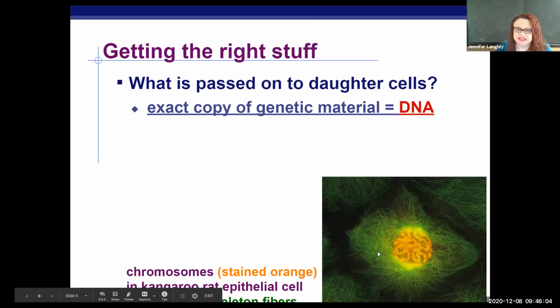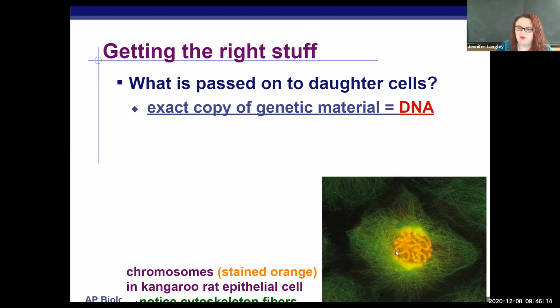Now you can see here at this image down below, this is an epithelial cell, which means skin cell. And it's taken from a kangaroo rat. And we can see the chromosomes inside, the orange, and all these green little fibers, those are our cytoskeleton. So remember back to our cell structures.